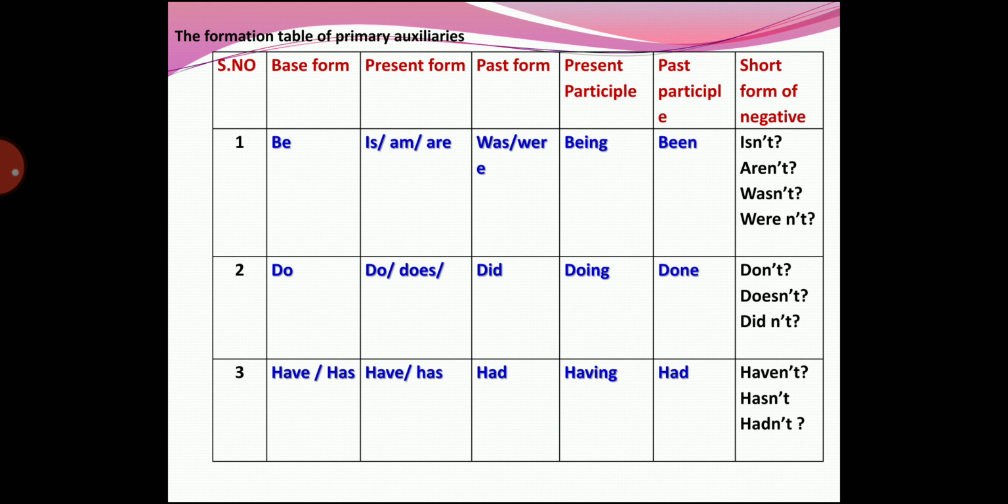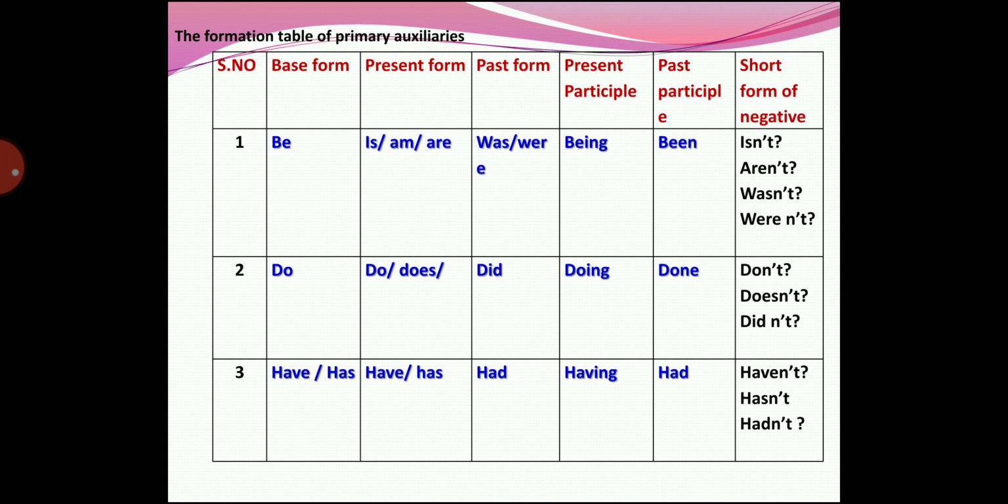Now here you can see. I have taken primary auxiliaries 11 and see that base form, present form, past form, present participle, past participle, short form of negative. Like be forms, do forms, have forms. How many ways can they be used in your sentence, whether you speak or write? 1, 2, 3, 4, 5, 6 ways. You are supposed to be aware of these 6 ways by using them in your sentence or spoken voice.